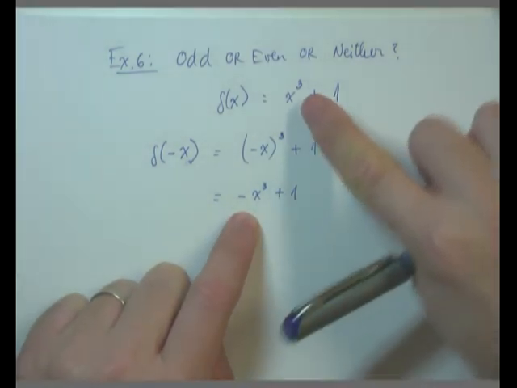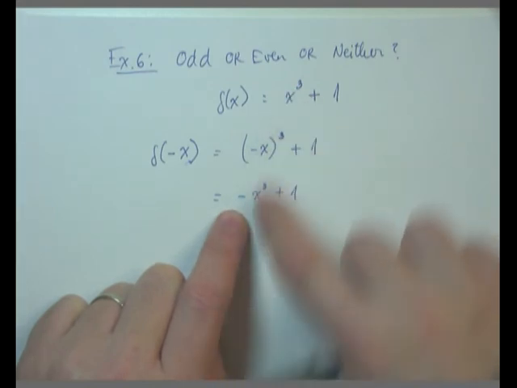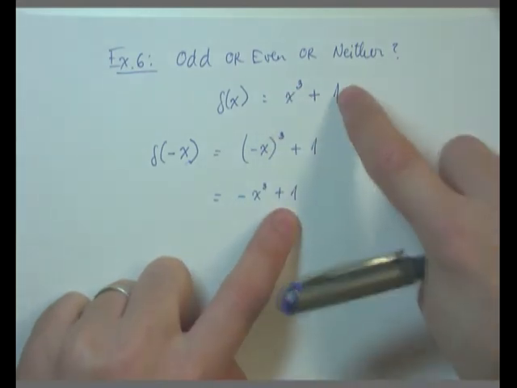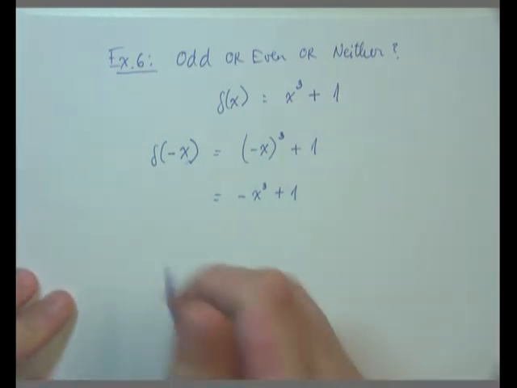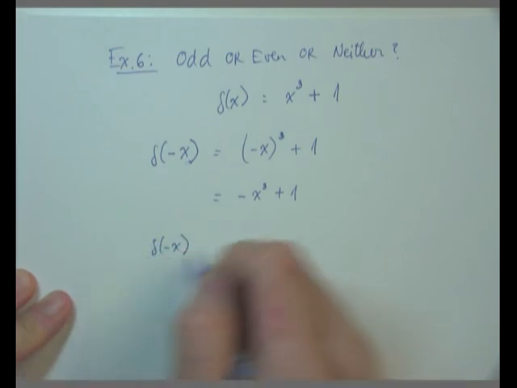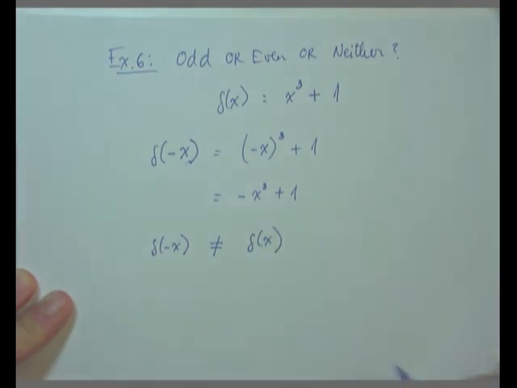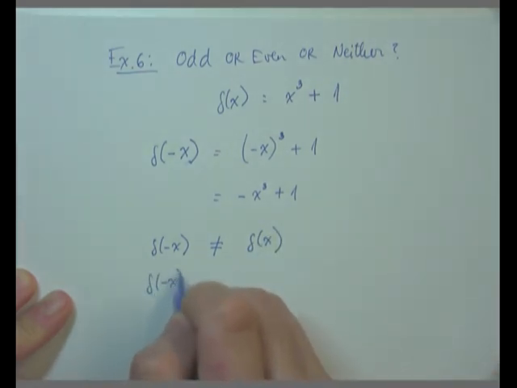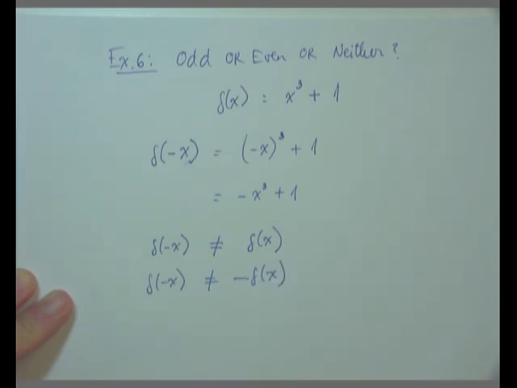If I'm comparing term by term, the x cubed term does get a switch in sign, but the constant term 1 does not change in sign at all. So that means the function at negative x is not equal to the original function itself, and neither is it equal to the opposite of the original function. So in that case, once again, my function is neither odd nor even.